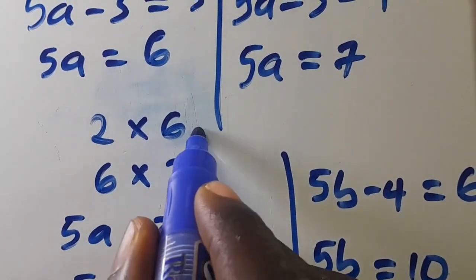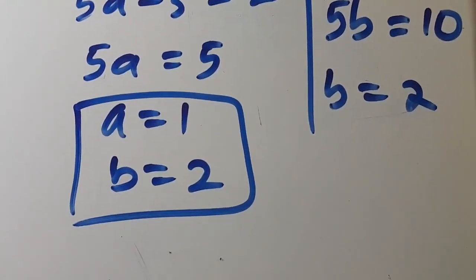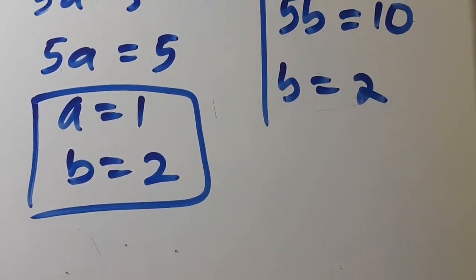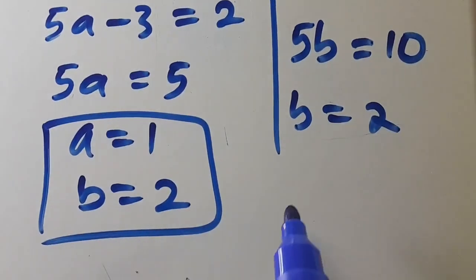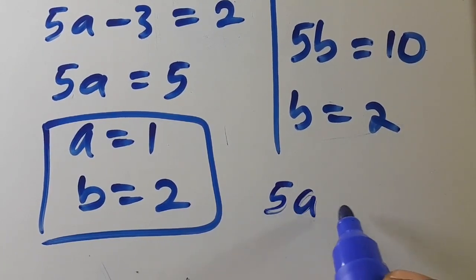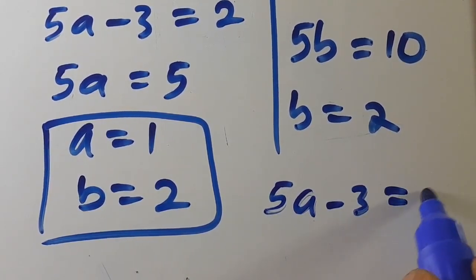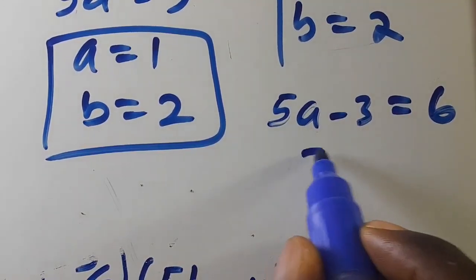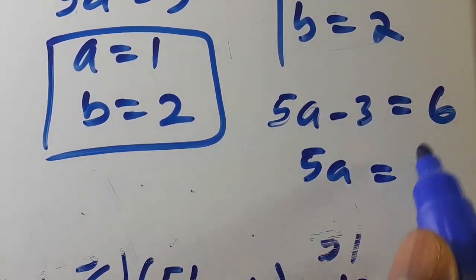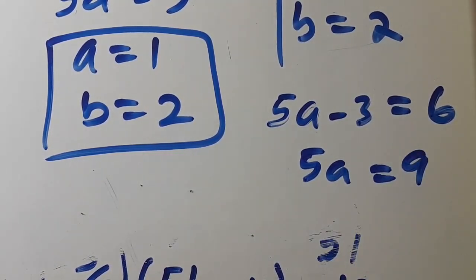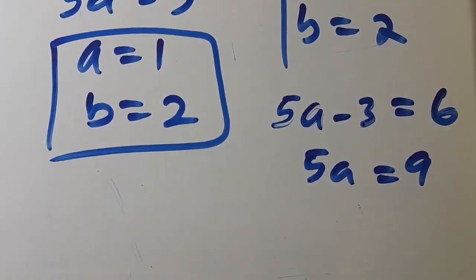So when you consider this, then when you also consider this, let's see what will happen. We have 5a minus 3 to be equal to 6. So we have 5a equals 3 plus 6, which is 9. So this will also give us a decimal. So we don't want this solution.